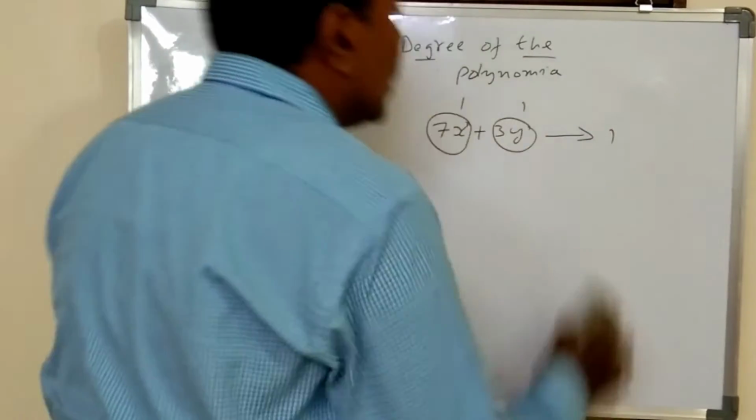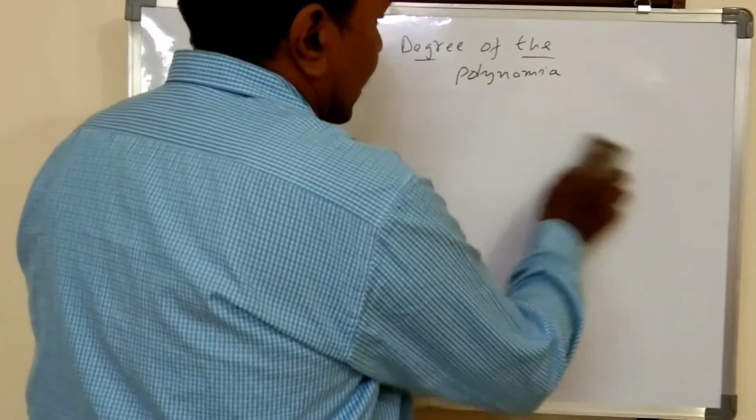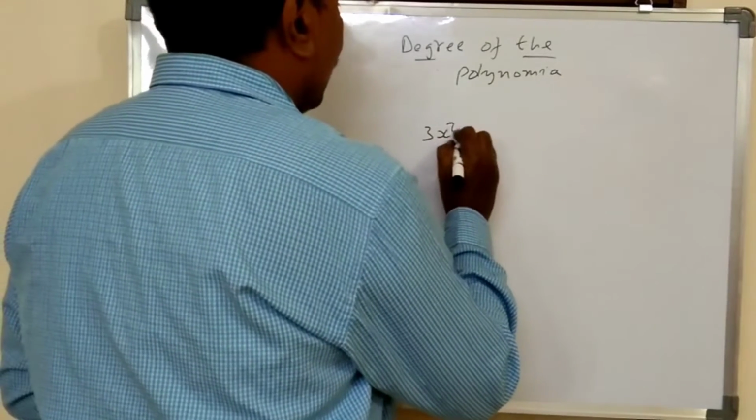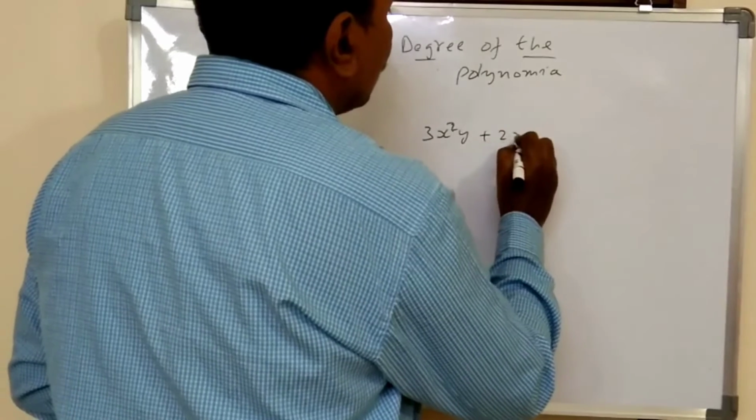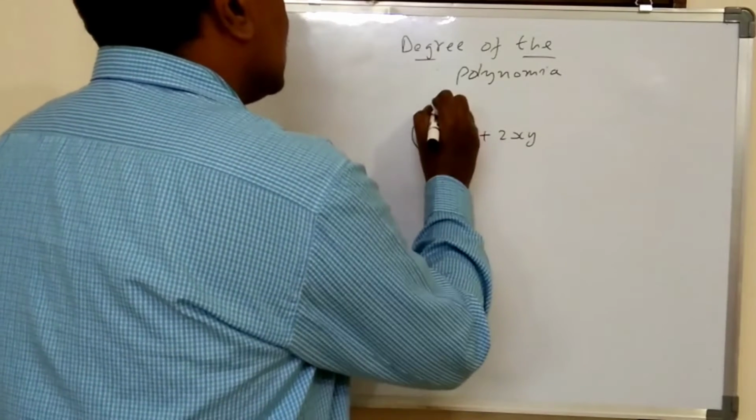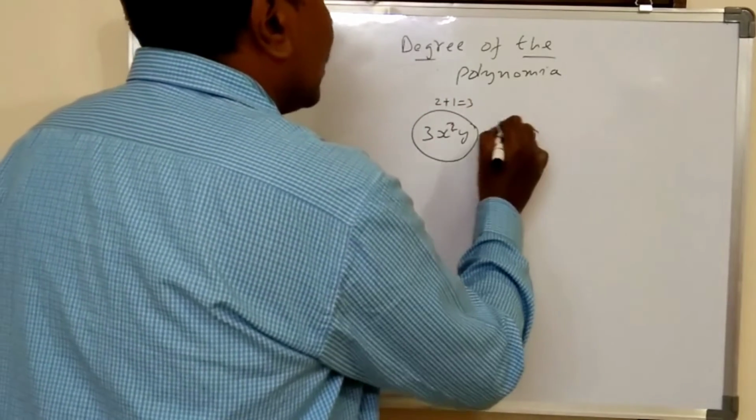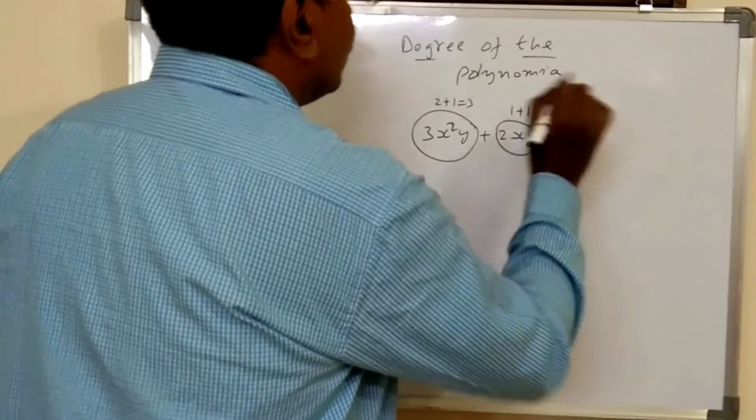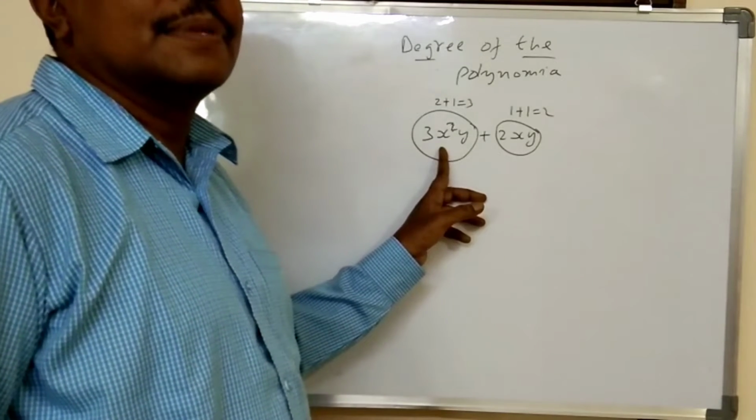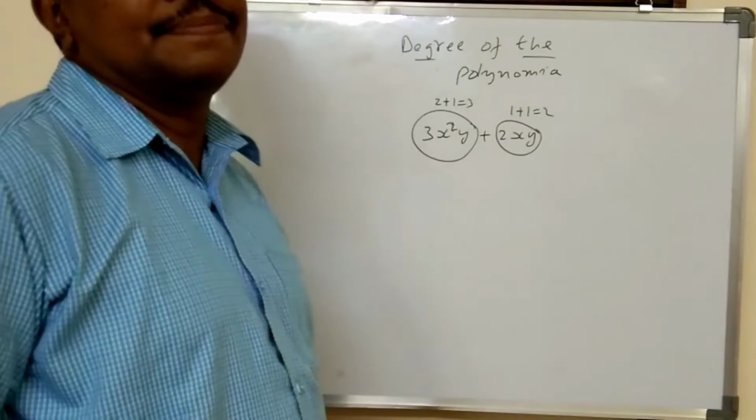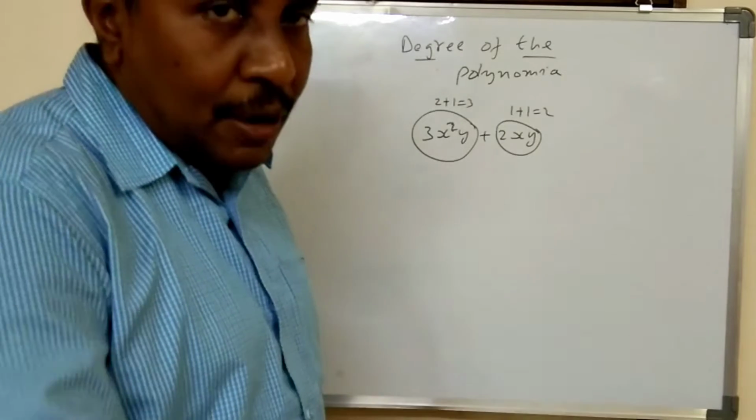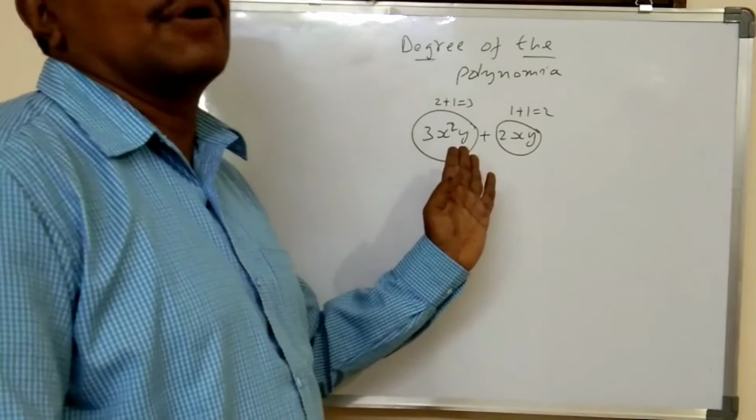What about polynomials whose terms have different degrees? For example, 3x square y plus 2xy. Take the degree of this term: 2 plus 1, which is equal to 3. Take the degree of this term: 1 plus 1, which is equal to 2. Which term has the highest degree? This is the term having the highest degree, so that will be the degree of this binomial. The term having the highest degree in that binomial will be the degree of that binomial.